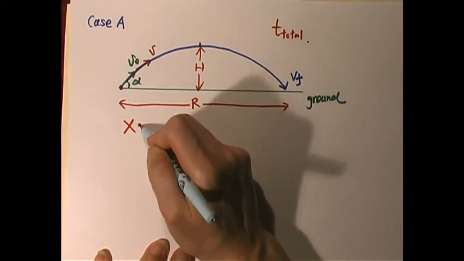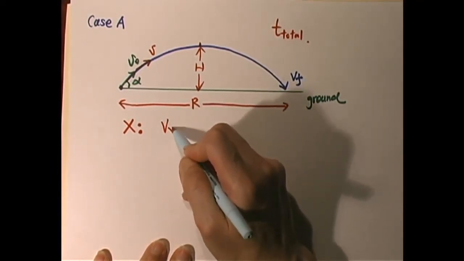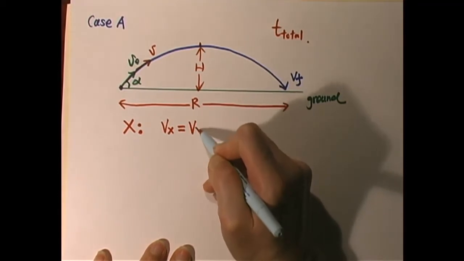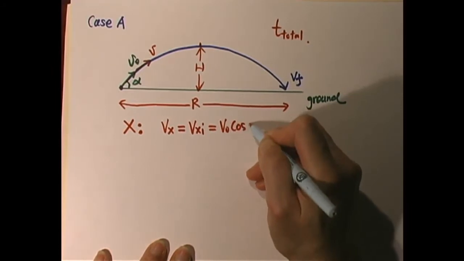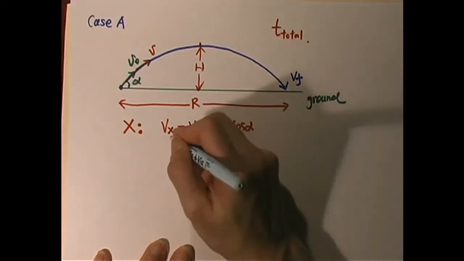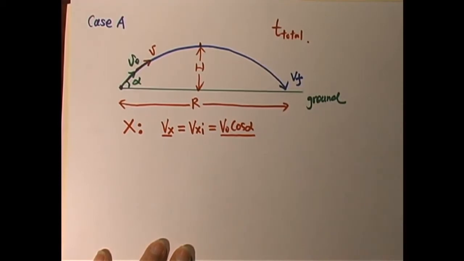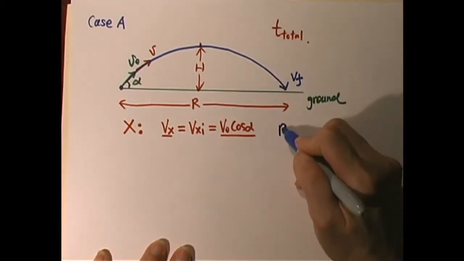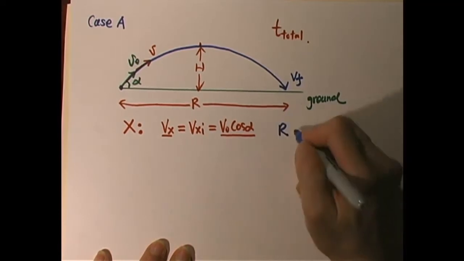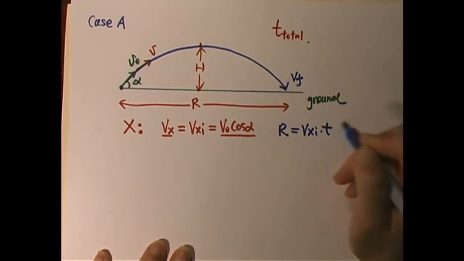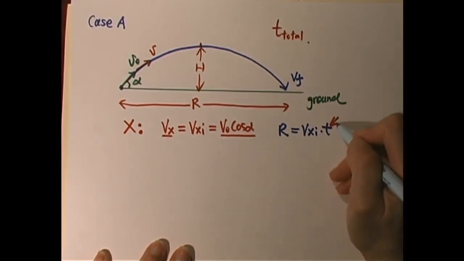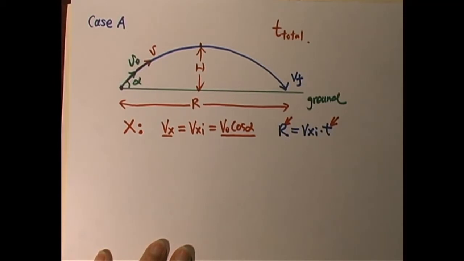So in the x direction, remember that v of x at any time equals v of x initial. In our case, vx initial is V0 cosine alpha. Since the x direction has constant velocity, the x displacement r is that constant velocity times the time. So if we get the total time, we get the total range in the x direction.